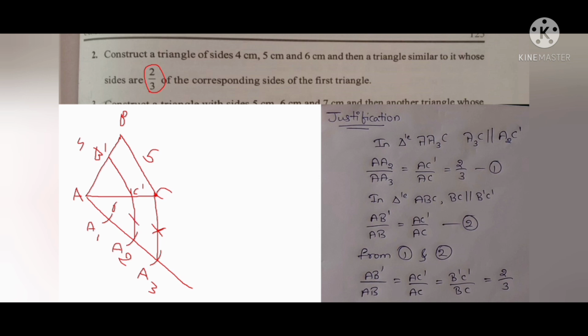What you have to do is put an arc towards A2 and A3. You have to check the measurement and make the arc. The same for A2, and the same for the upper side.